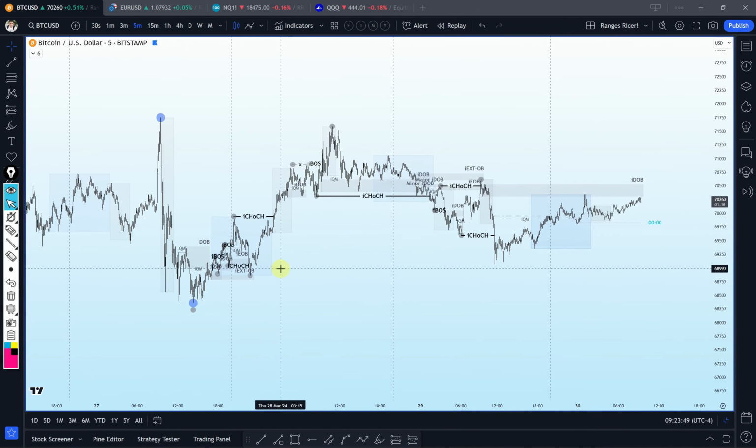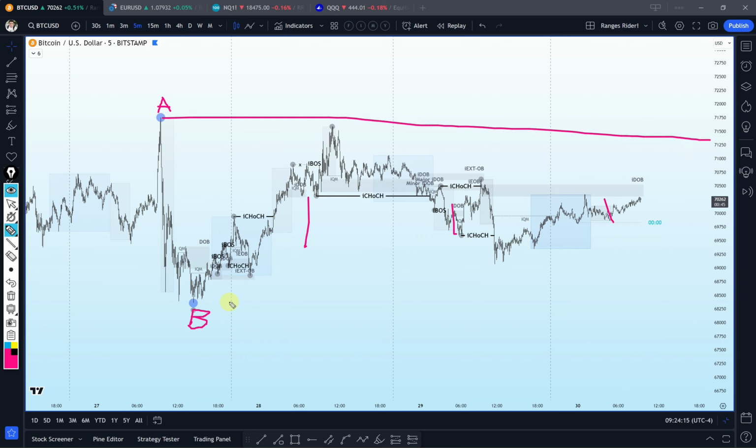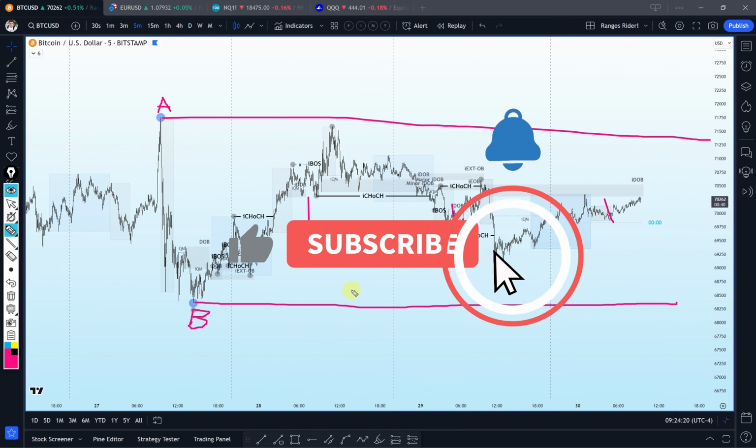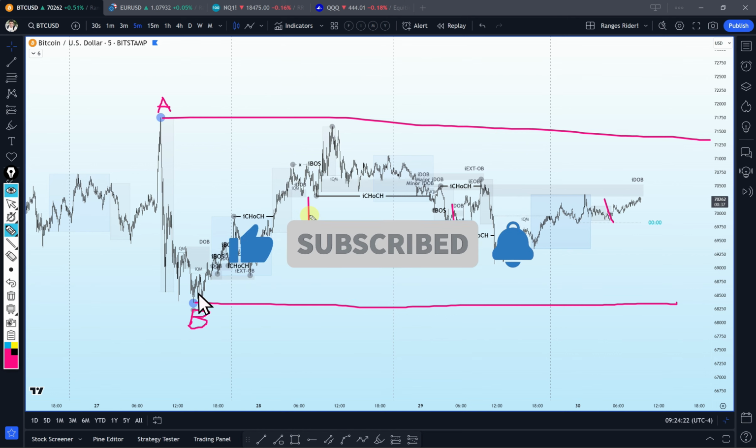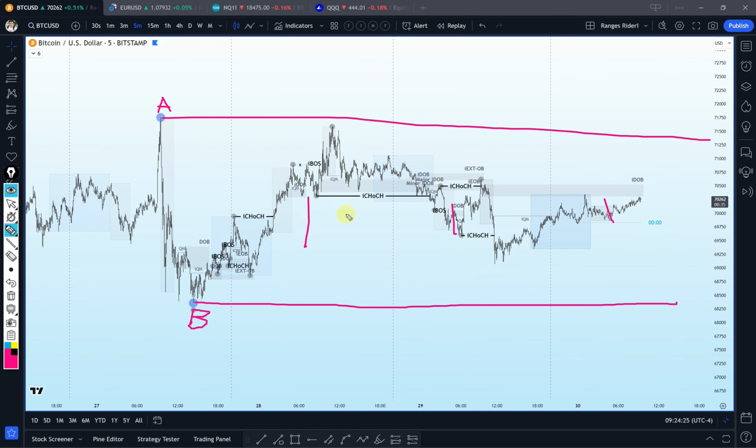Everyone, in this video, I will explain how this major and internal structure works on the crypto as well. So we have the major range from A to B. Once we have the major range, then it's consecutively one, two, the third day we are inside the range. When we are inside the range, it doesn't mean that we cannot play. We can mark the internal structure to get the entries.